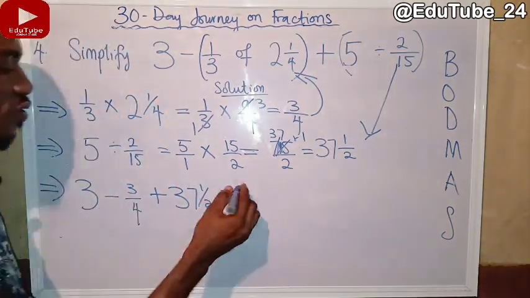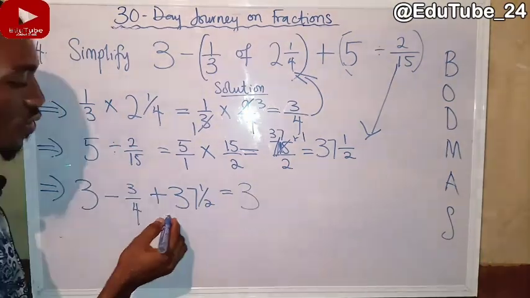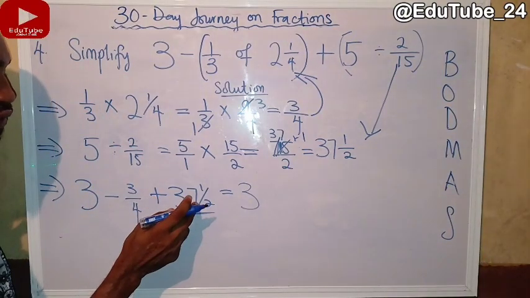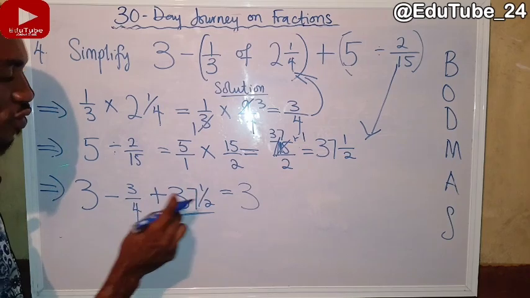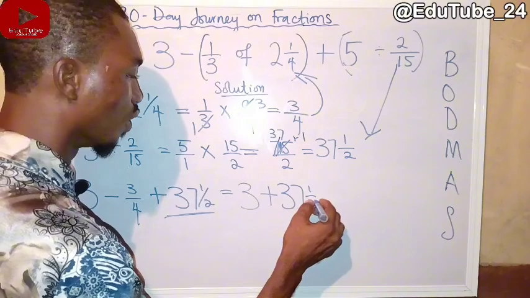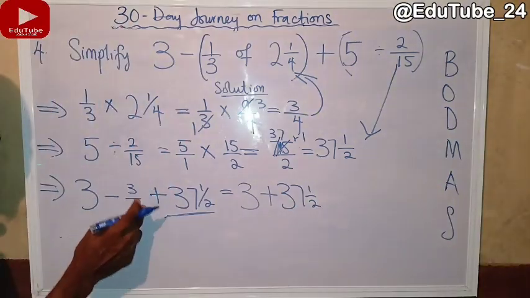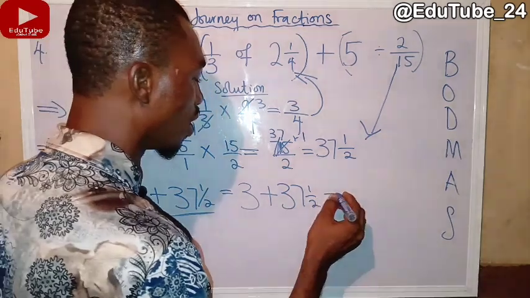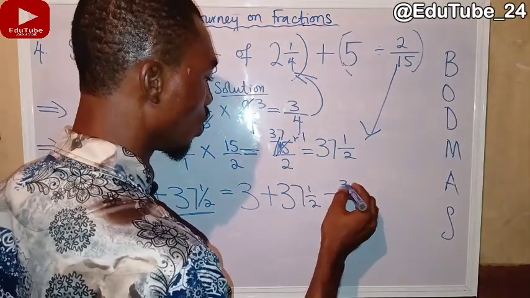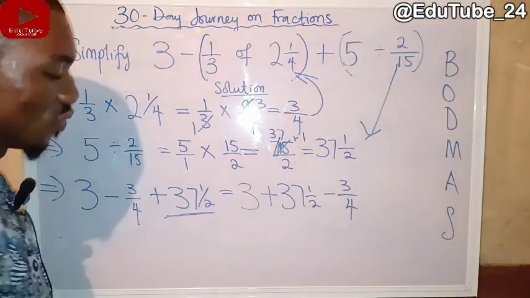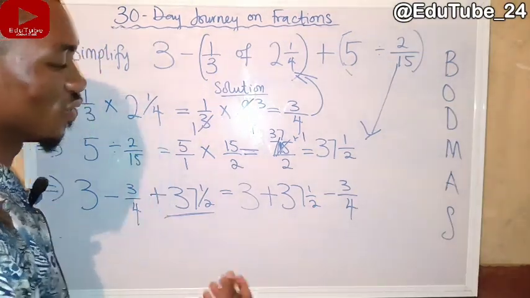So 3 is positive, and then this is carrying a positive sign. So plus being in front of 37 and a half makes it positive. So I'm going to write plus 37 whole number 1 over 2. Then negative 3 over 4 is negative because it has a negative sign in front, so it comes to the end. So minus 3 over 4. Now we can operate on this like this. So this is easy, and it's getting easier.